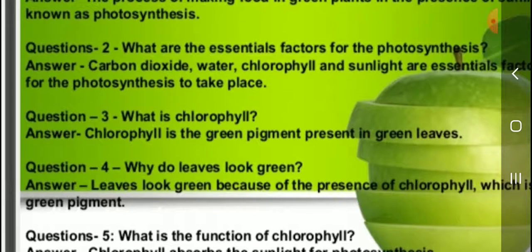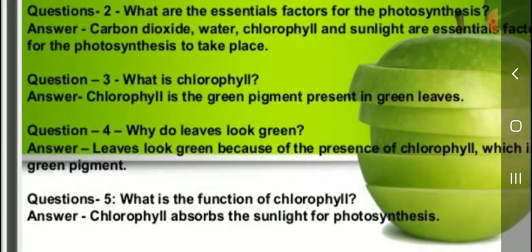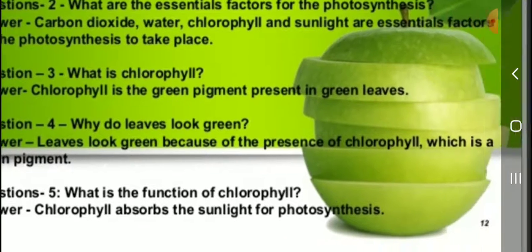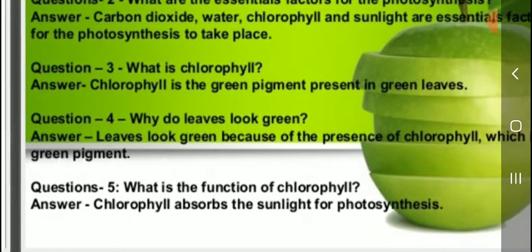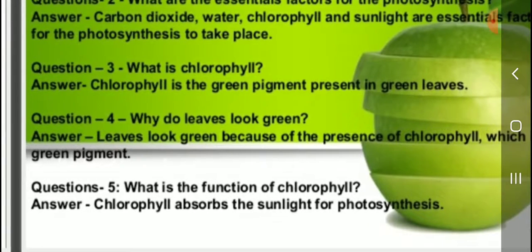Next, what is chlorophyll? Chlorophyll is the green pigment. Where is it present? Present in leaves. Why do leaves look green? Leaves look green because of the presence of chlorophyll, which is the green pigment. What is the function of chlorophyll? Chlorophyll absorbs the sunlight for photosynthesis.